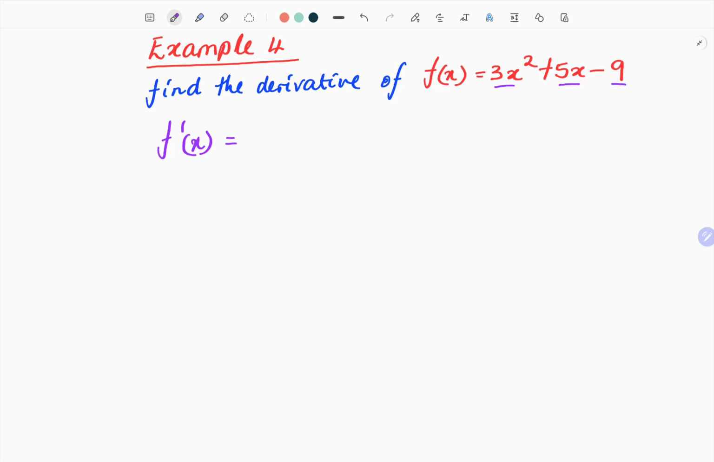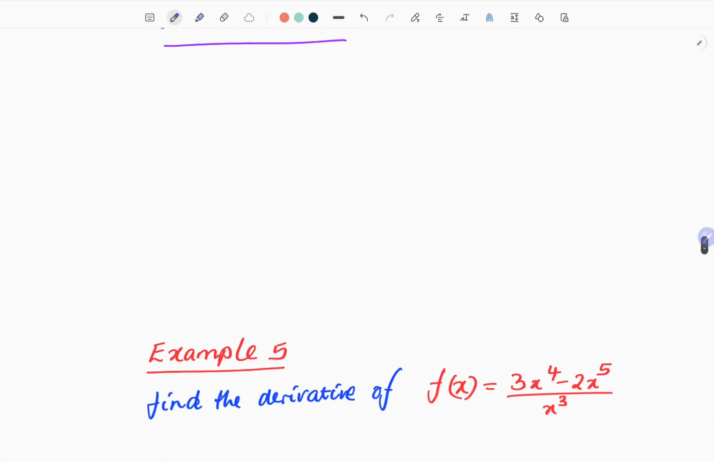On the first one, you bring down the power 2 and it multiplies with the 3, that becomes 6x. Then plus that 5x, it's 5x to the power 1. So you bring down the 1, and that becomes 5, then x to the power 1 minus 1, that becomes x to the power 0. So then the derivative is just 6x plus 5. The derivative of a constant is 0 because it doesn't have a variable to differentiate. So that will be your final answer. First derivative of x will be equal to 6x plus 5.